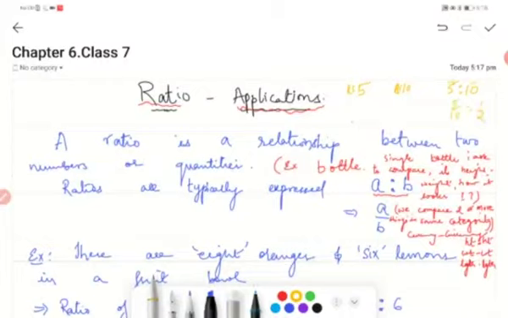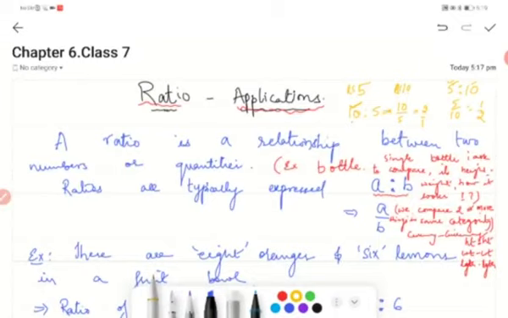If I take the ratio of the money you have to the money I have, it is 10 is to 5. This ratio is nothing but 10 by 5, which is equal to 2 by 1, or 2 is to 1. So this means you have 10 rupees, which is double the money I have. So a ratio represents the comparison of two things.